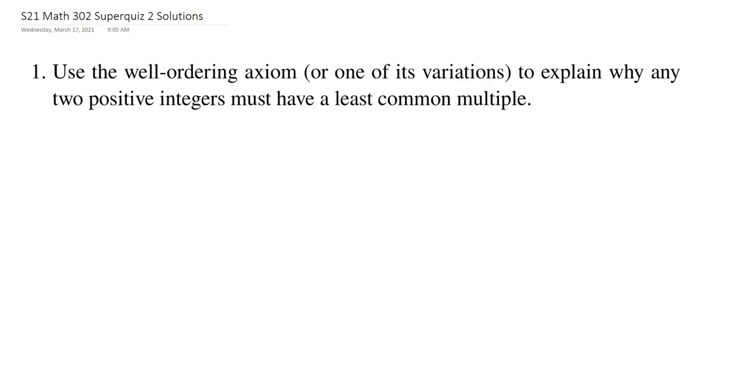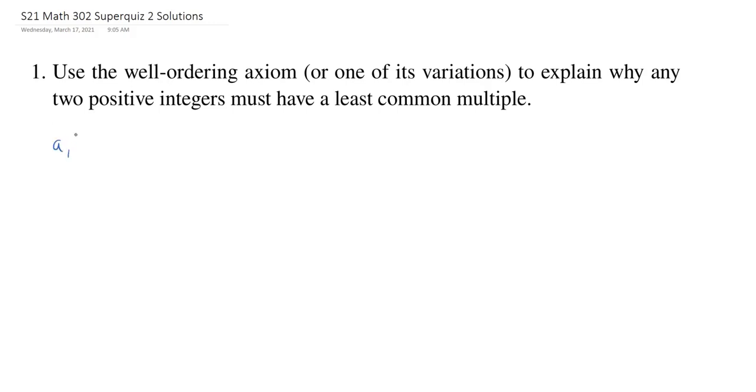And this is the solution for problem 1 from that Superquiz, which asks us to use the well-ordering axiom to explain why any two positive integers must have a least common multiple. So let's jump right in and remind ourselves, okay, what is the least common multiple?